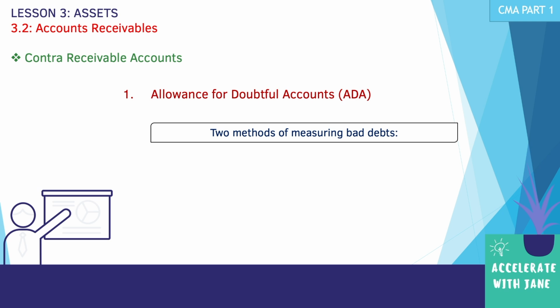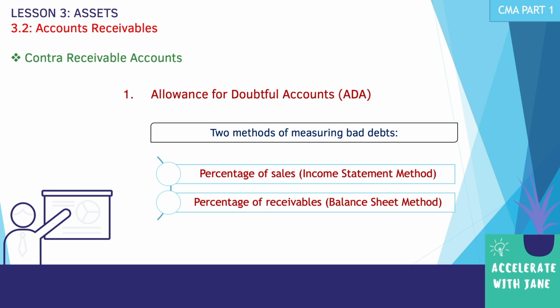We have two methods in measuring bad debts. As mentioned earlier, we have the income statement method and the balance sheet method. Another name for the income statement method is percentage of sales. That's why it's called income statement, because sales is usually found in the income statement. The second method is the balance sheet method, or percentage of receivables. The reason it's called the balance sheet method is that our basis for computation is the receivables, which are found in the balance sheet.